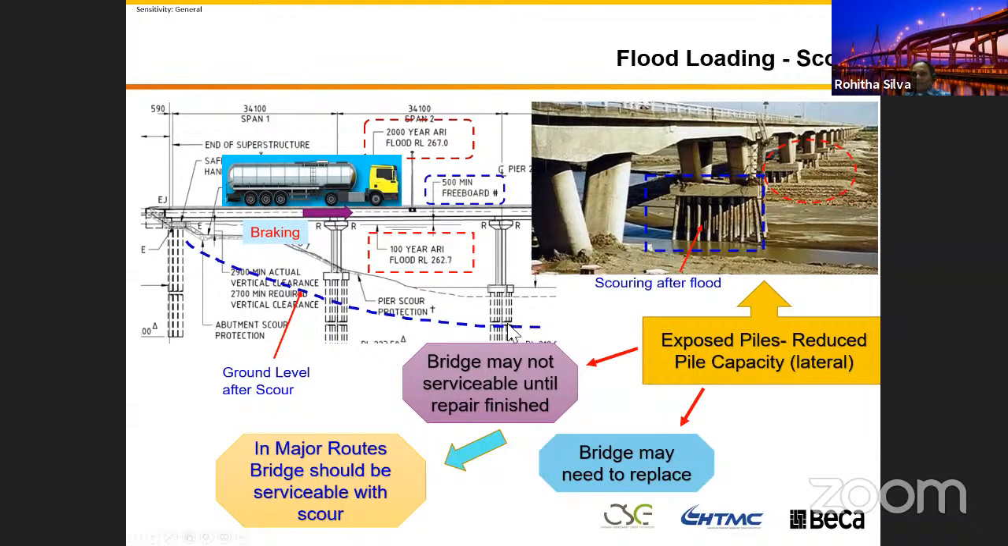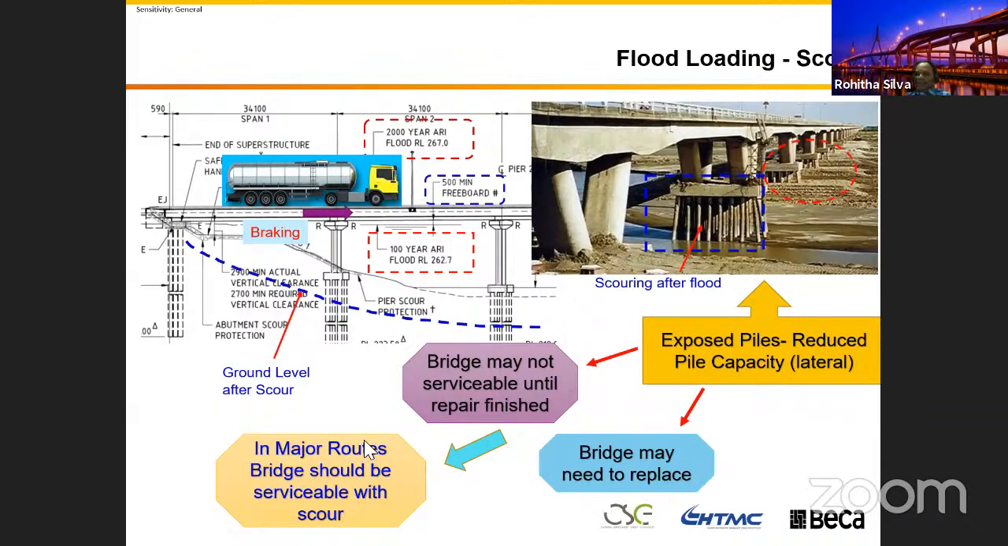You can't compare that value only to the cover itself, but also how much the height of the pile is within the river as well. Even if it's not only the river, any situation is the same. So when the exposed pile reduces the capacity, the outcome would be that the bridge may need to be replaced, or else the bridge may not be serviceable until you go and fix your cover. You go and backfill with rock and reinstate that area.